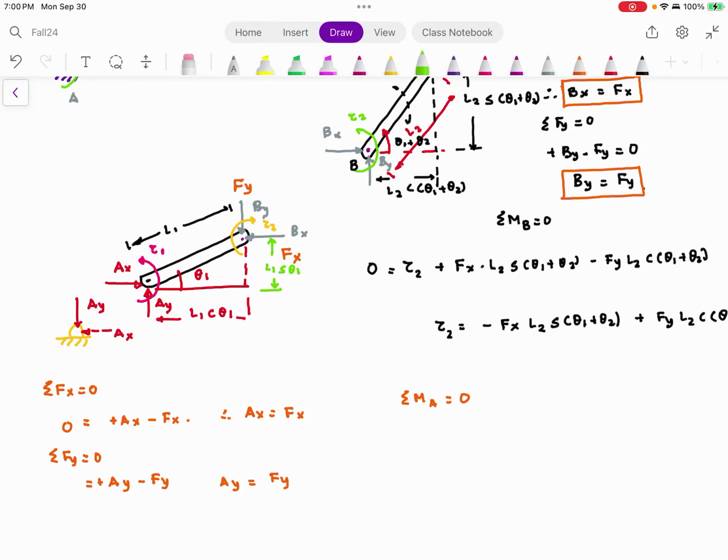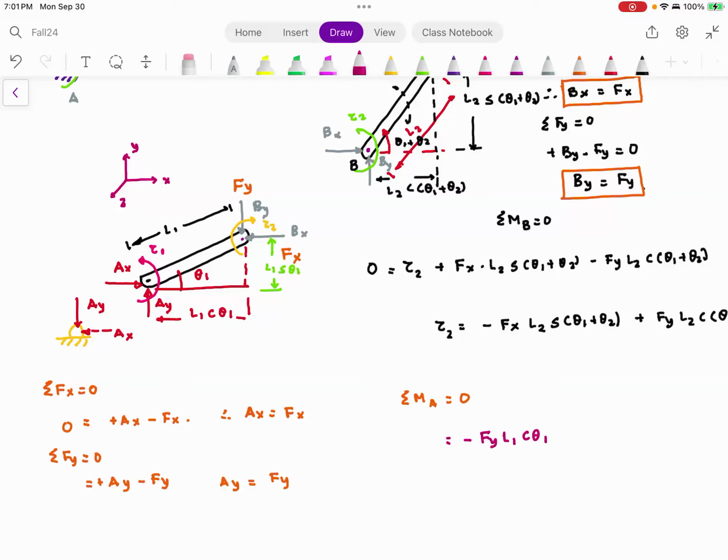So summation of moment about A is equal to 0. First and foremost, again, let me draw the coordinate system: X, Y, and Z. We are taking moments about A. I want you to look at f of y that is going down. Curl your fingers in the direction of the movement. Your thumb is going towards the board. So Fy times L1 cosine theta 1 is negative. Are you with me so far? Fy is going down. Curl your finger. We are taking the moment about A, so it's going in the clockwise direction. Thumb is going towards the board. So we have Fy L1 cosine theta 1.